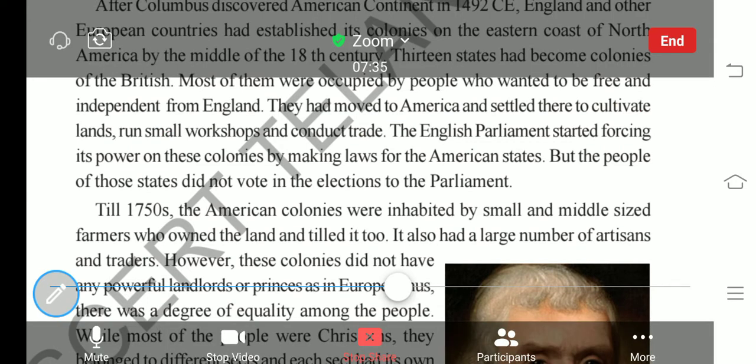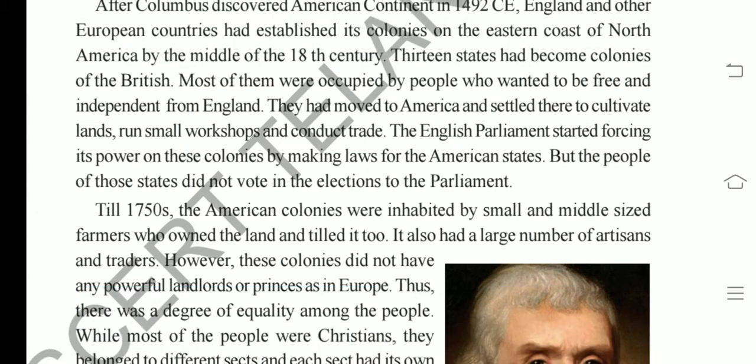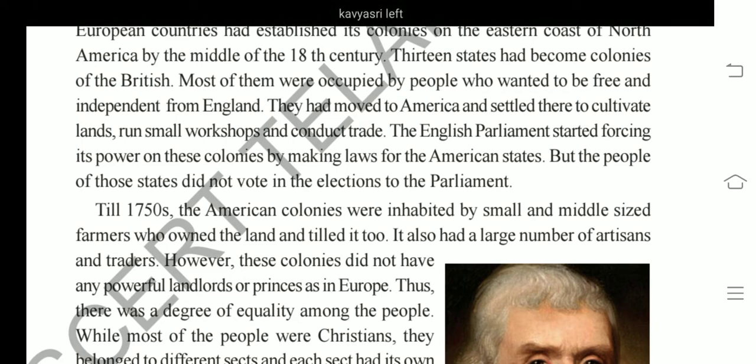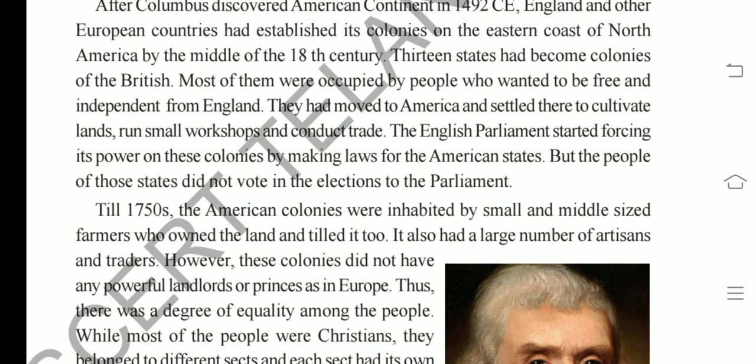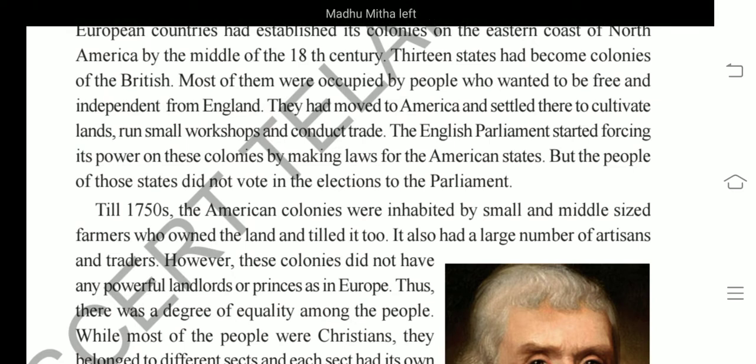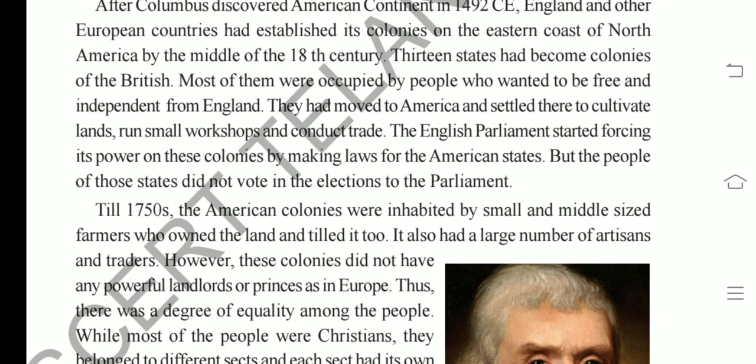So here we see that the English Parliament enforced its powers on the colonies also. The 13 states of America were the colonies of the British. The British government enforced its laws on American states. But the right to vote was not given to the people who settled in America. So there was no representation in the British Parliament from these 13 colonies.